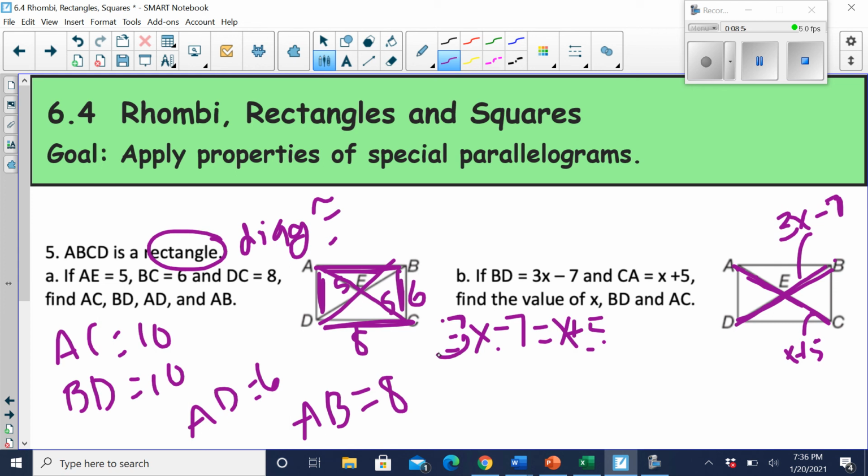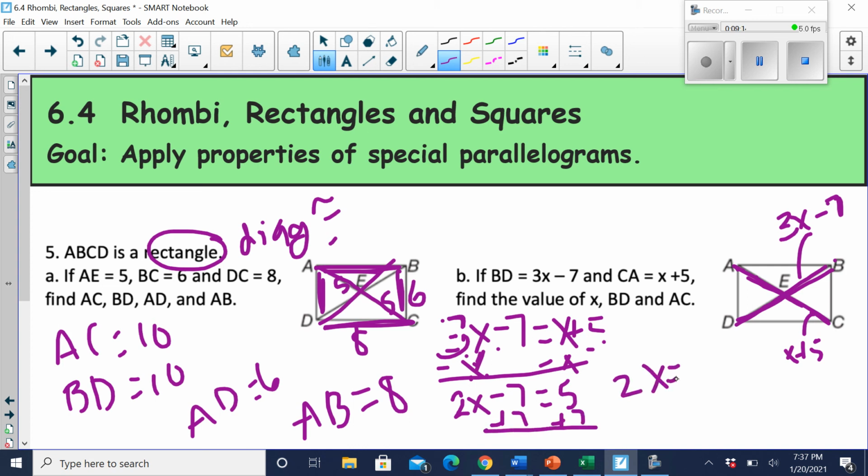Okay, so when we solve here, we're going to subtract x to get the x's to one side. And when we subtract x, we're going to be left with 2x minus 7 equal to 5. My next step would be adding the 7 over to the other side. And now I'm going to have 2x is equal to 5 plus 7, which gives me 12. When I divide by 2, my x value is equal to 6.